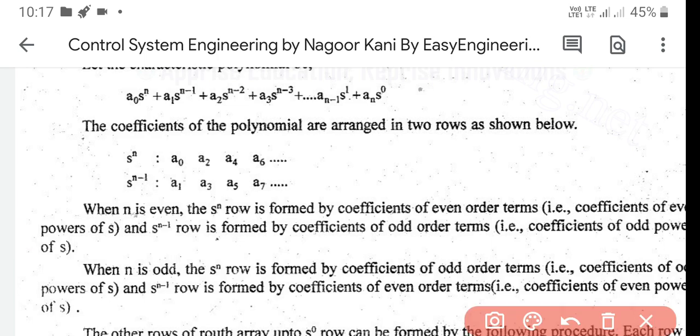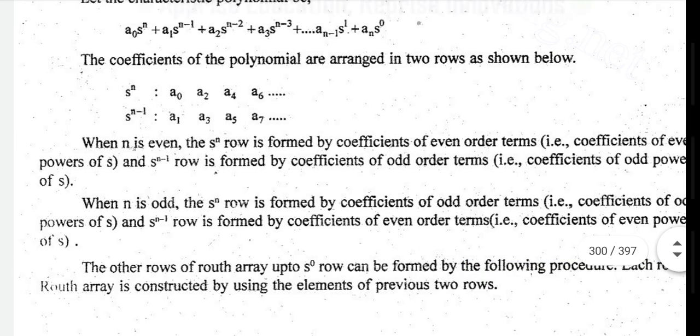If n is odd, you write all the coefficients of the odd s powers, and you frame the first row of the given Routh array with them. If n is odd, what happens to s^(n-1)? It is even, right? So now you write all the even coefficients of the given characteristic equation.